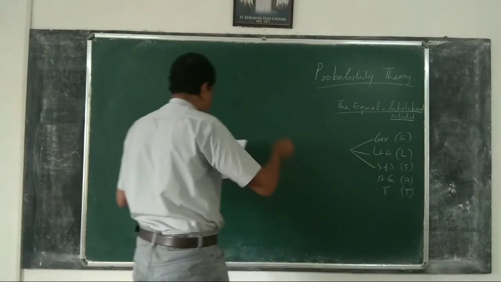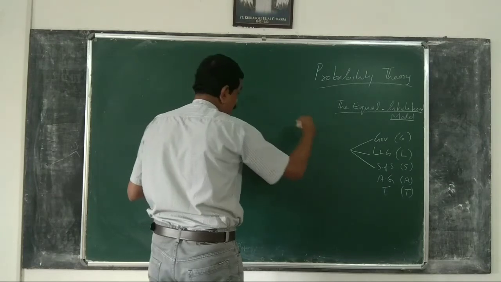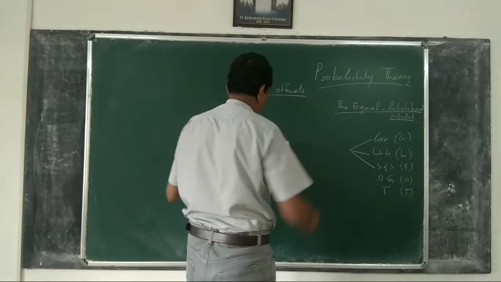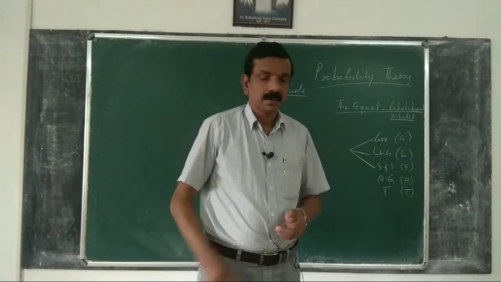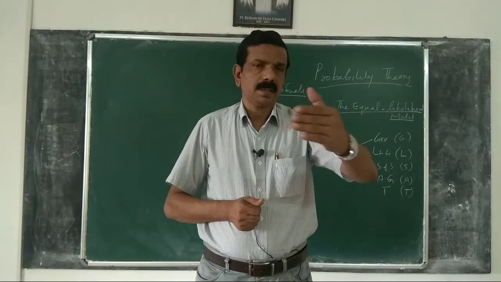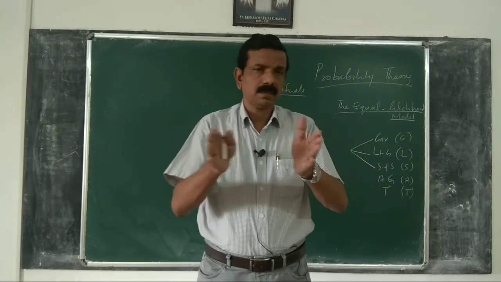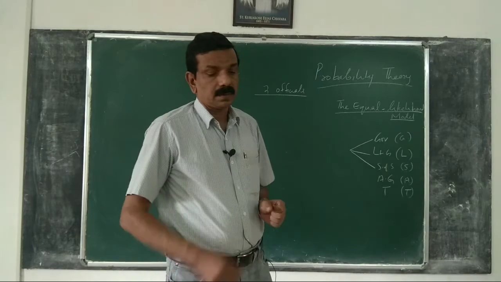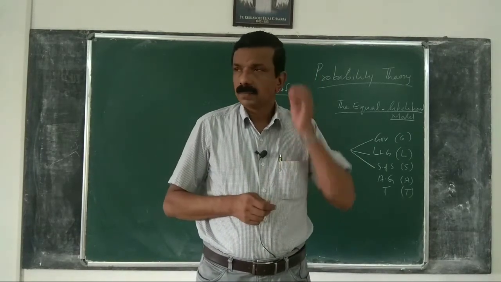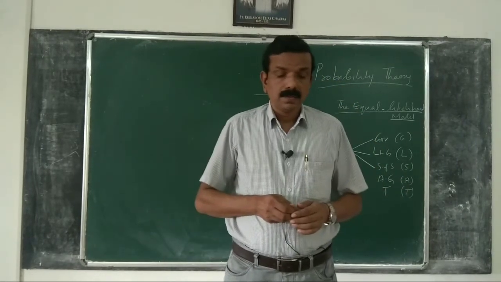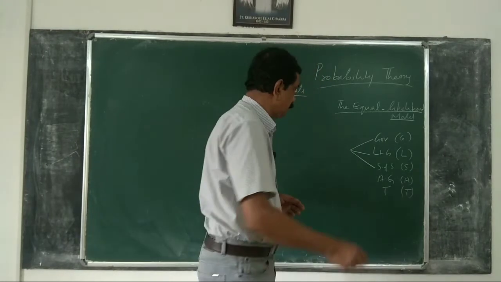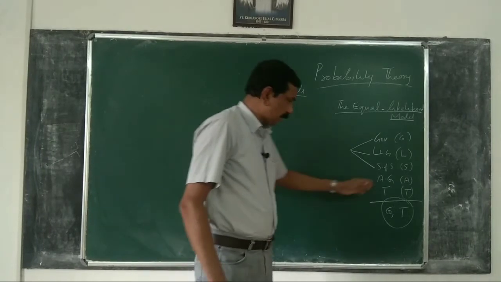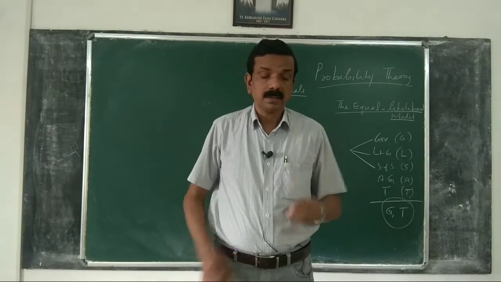Suppose that we take a simple random sample without replacement of two officials. Simple random sampling and associated concepts were discussed earlier, with and without replacement. So we assume that two officials are taken at random without replacement. And suppose that we want to calculate the probability that we obtain a governor and a treasurer.